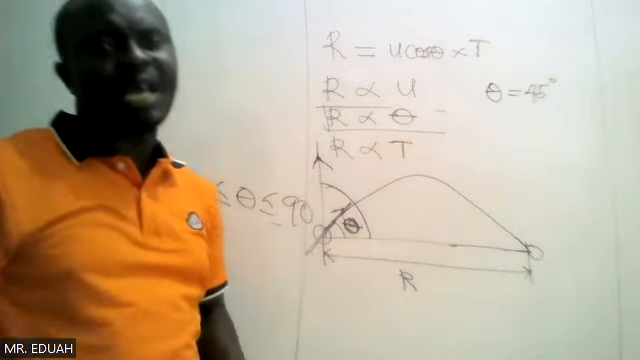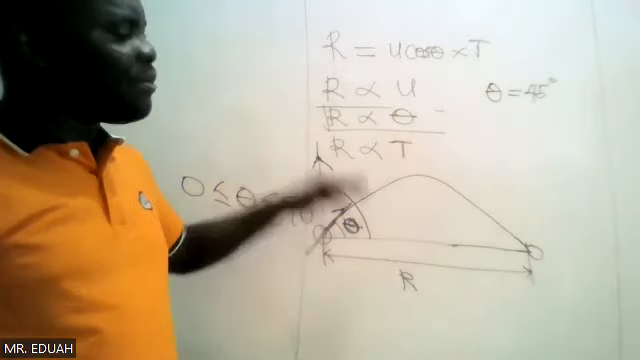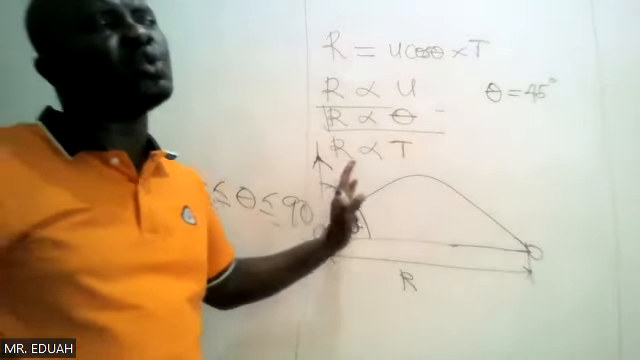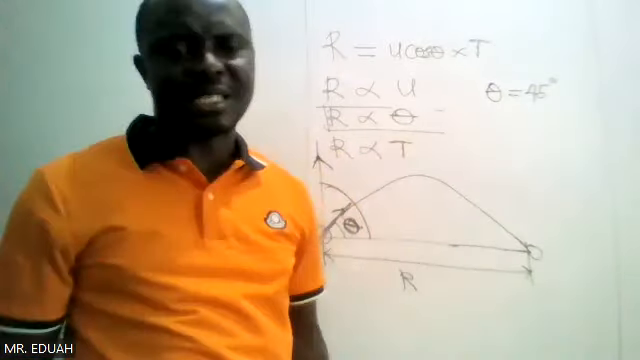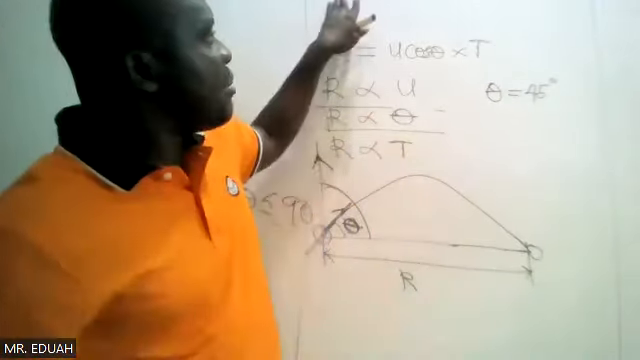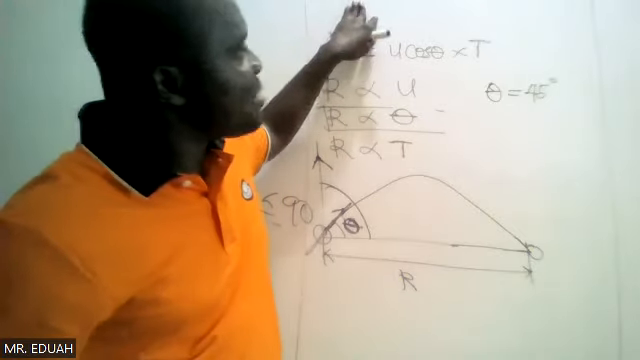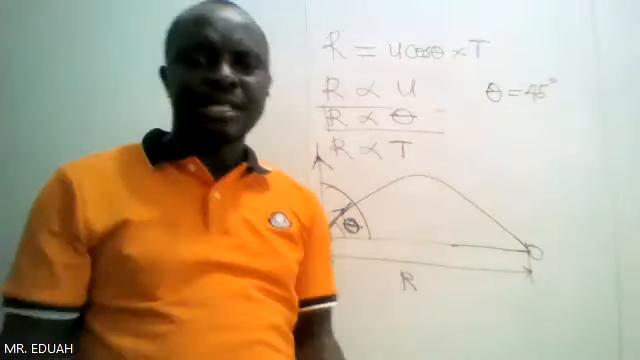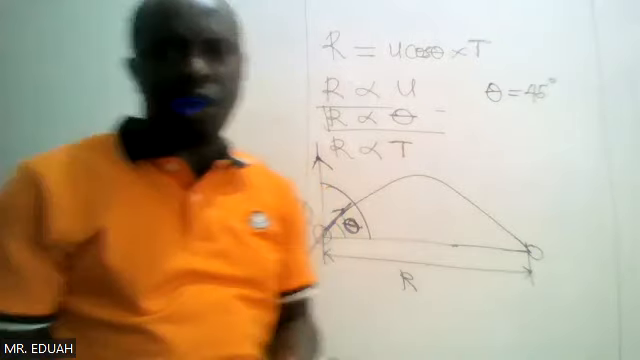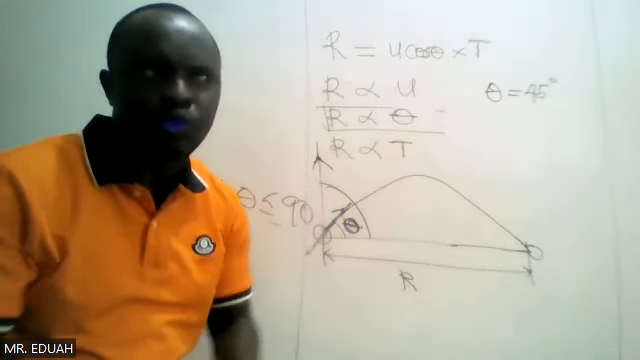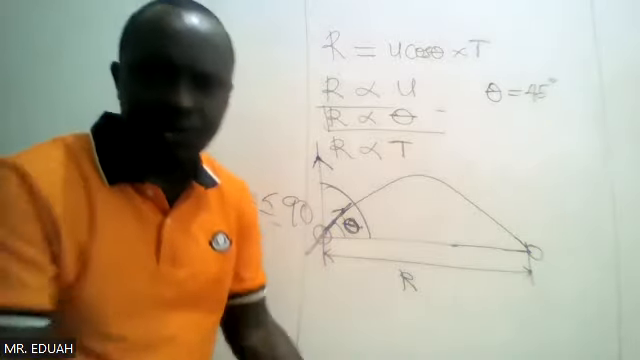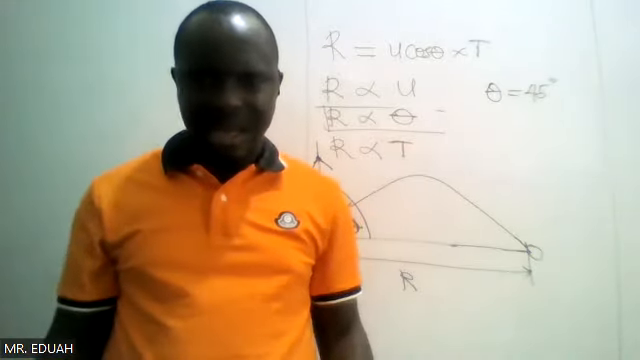So when theta is equal to 45, the projectile can go through a maximum horizontal distance. And this is what we are describing as the maximum range. So maximum range of a projectile occurs when the angle of projection theta is equal to 45 degrees and no other angle.